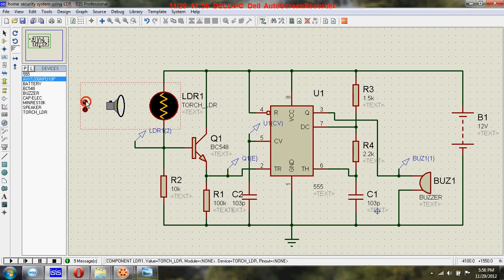See, the source of light is not intercepted, that's why 0 volt is across this buzzer and there's no sound. And as this light is intercepted, if someone intercepts the light, then the buzzer will turn on now.